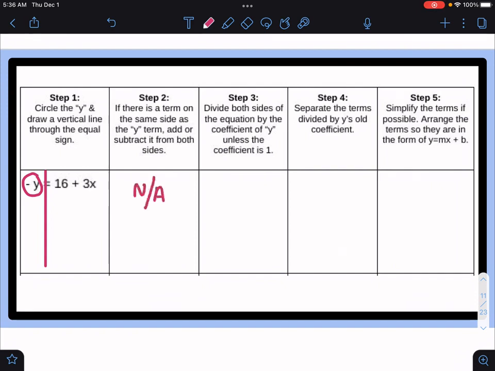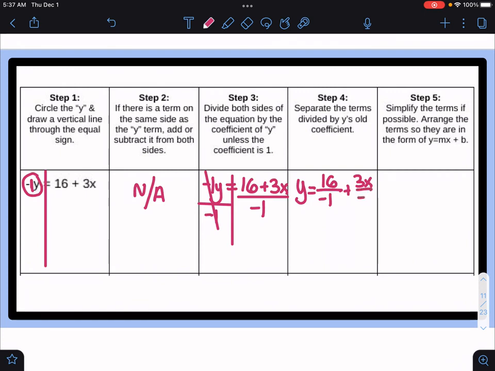Step 3, divide both sides of the equation by the coefficient of y. So that's whatever number is in front of y. Oh, here I actually have a negative 1, so I will have to divide by that. So let me do that now. I'm going to divide by negative 1. I'm going to divide by negative 1. So I would get y. So on the next step, let's do the next step. The next step is for us to separate the terms divided by the old y's coefficient. So I'll have y equals 16 divided by negative 1 plus 3x divided by negative 1.